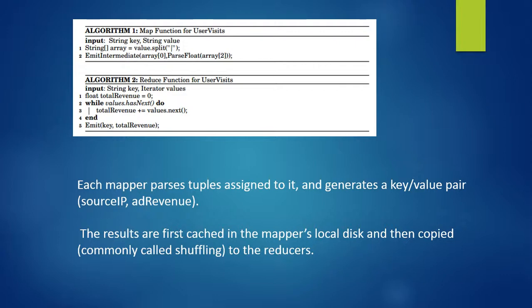So as we can see, in the algorithm for the map function, each mapper parses the tuples assigned to it and generates a key value pair, source IP and ad revenue. The results are first cached in the mapper's local disk and then copied to the reducers. This is called shuffling.